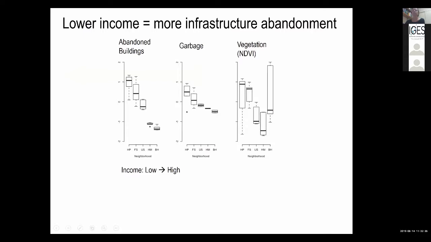When we look at the remote sensing, landscape-level data across these neighborhoods, we see the lower income neighborhoods are on the left of each of these figures. There's a relative scale on the y-axis, so higher than 0 is more, lower is less. And if you look at the numbers of abandoned buildings, and we can see this from aerial views, there are a lot more abandoned buildings in the lower income neighborhoods. That makes sense. That's associated with a lot more garbage in the lower income neighborhoods. Again, that makes sense, especially given what we drove around and saw. It also is associated with more vegetation.